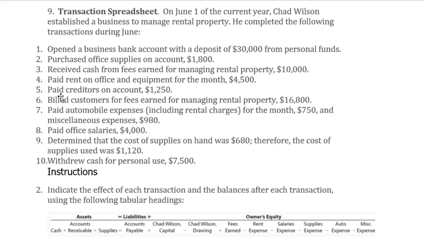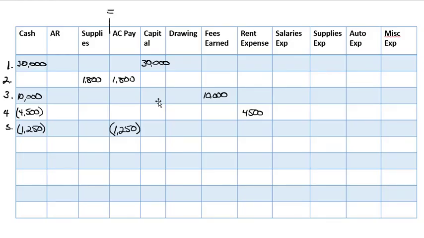In 6, we billed customers for fees earned for managing rental property, $16,800. Now we billed them, which means we didn't get the cash in. So this is 6. That would mean my accounts receivable increased by $16,800, and fees earned. Okay, we earned it. We already did the job, so we can recognize the revenue even though we don't have the cash. All right? 16.8.